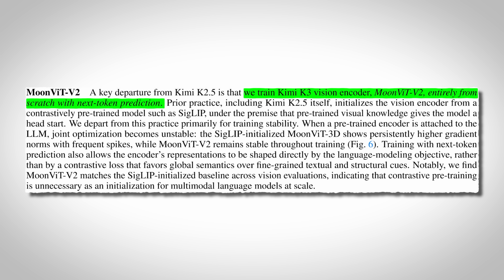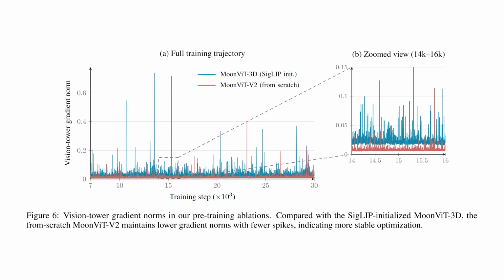Its visual capabilities were also trained natively from the beginning. Instead of attaching an existing SigLIP vision encoder afterward, Moonshot trained MoonViT v2 completely from scratch alongside the language model using next token prediction. And surprisingly, this was much more stable and still matched the pre-trained vision baseline.